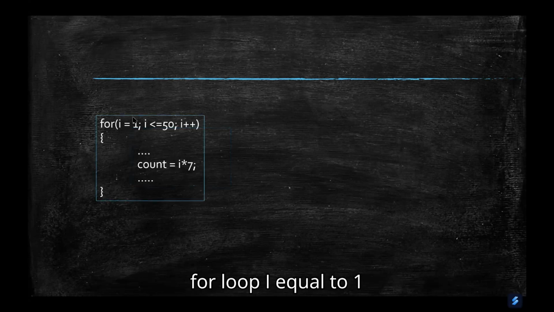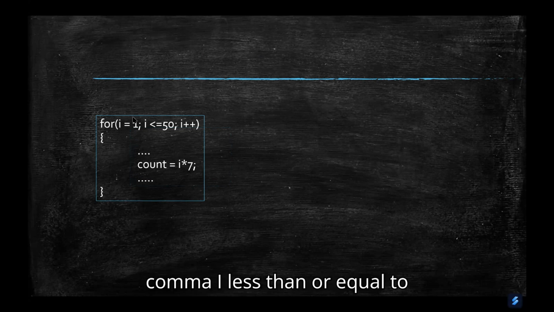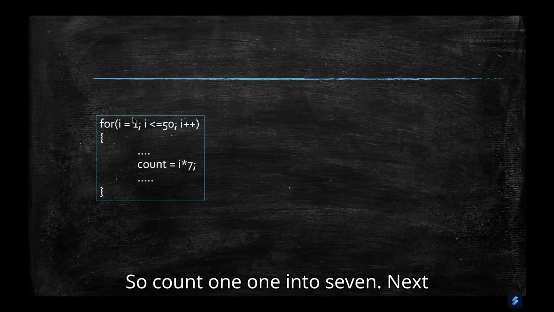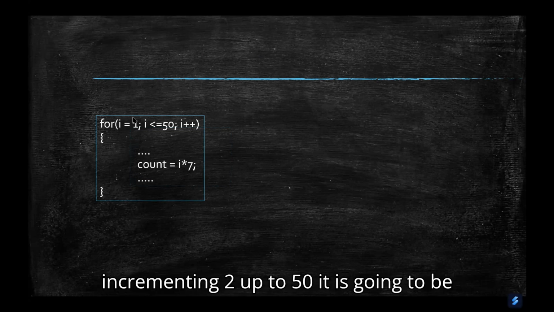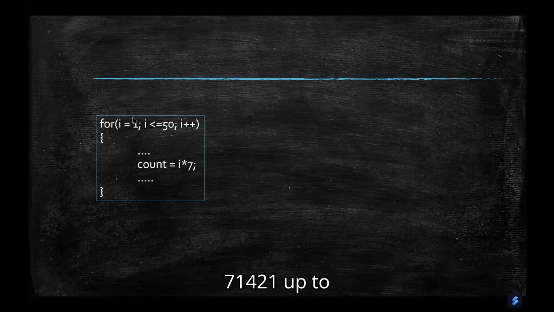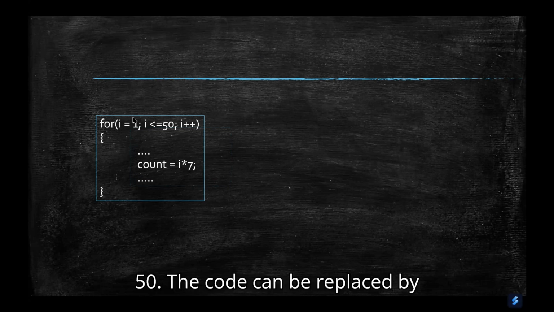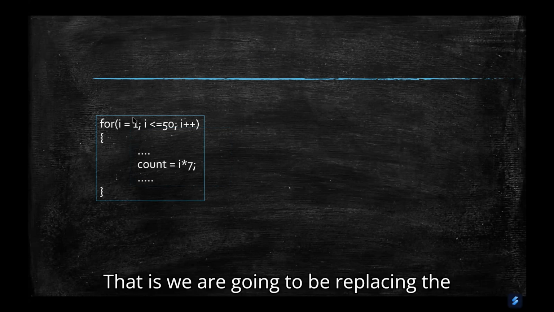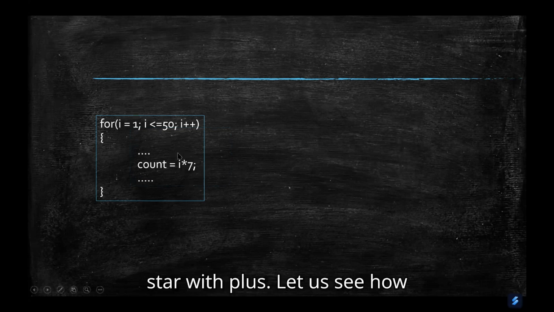Here we have the for loop: i = 1, i <= 50, i++, open braces, count = i * 7. So count is 1 into 7, next incrementing 2, up to 50. The loop is going to be running, and we get the value of count as 7, 14, 21, up to 50. The code can be replaced by using strength reduction as follows. That is, we are going to replace the star with plus. Let us see how we are going to replace it.